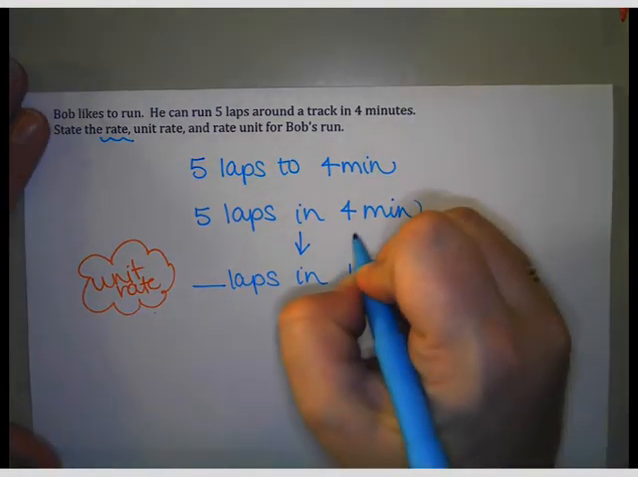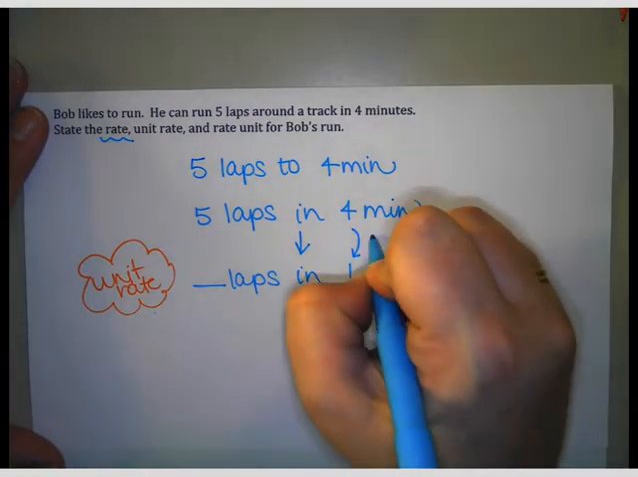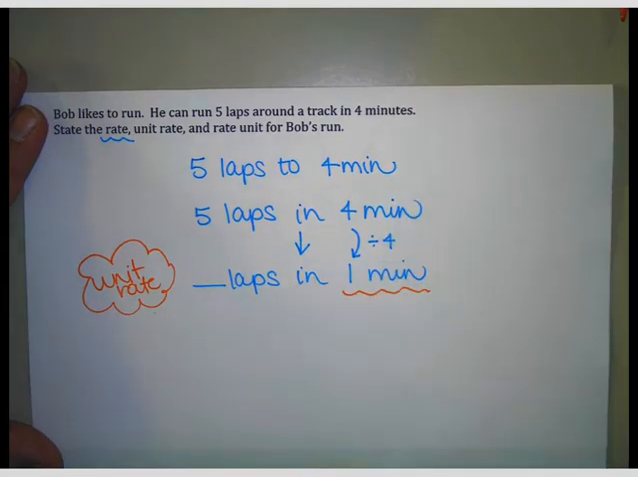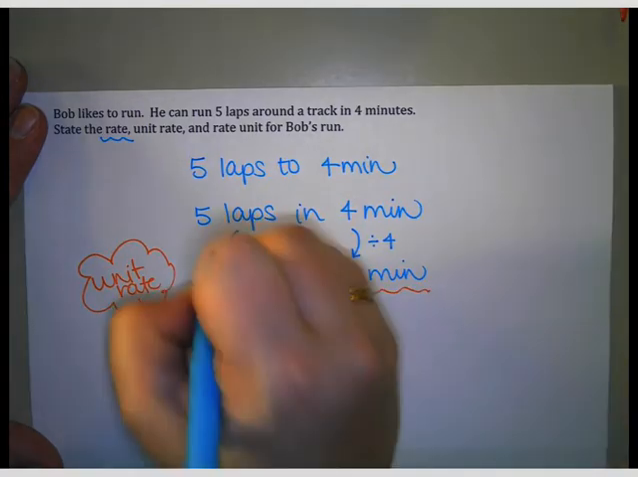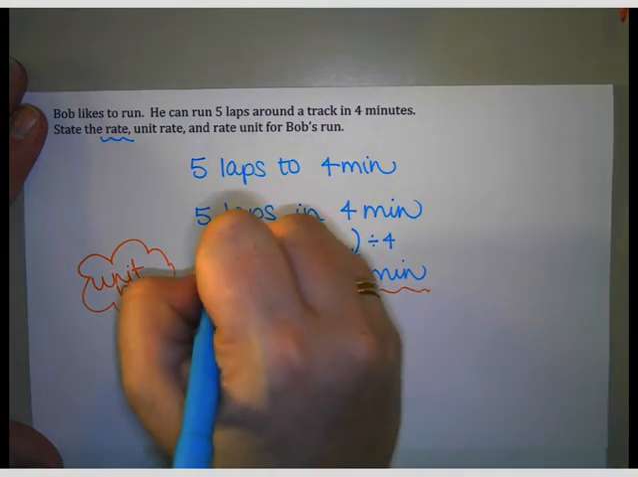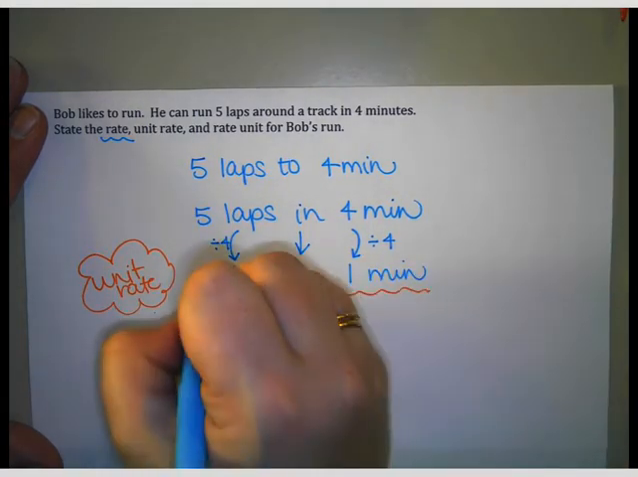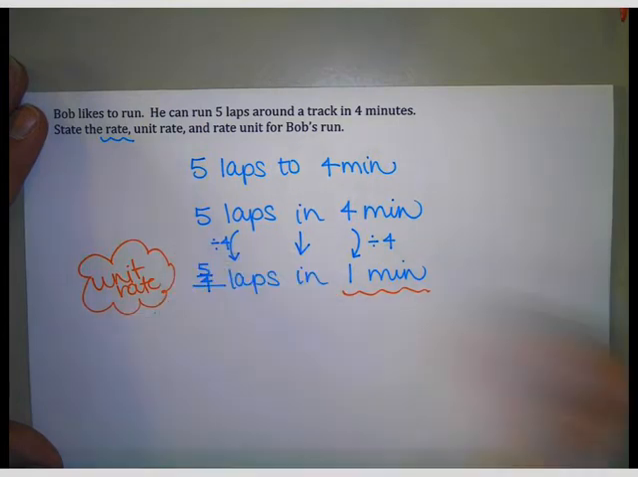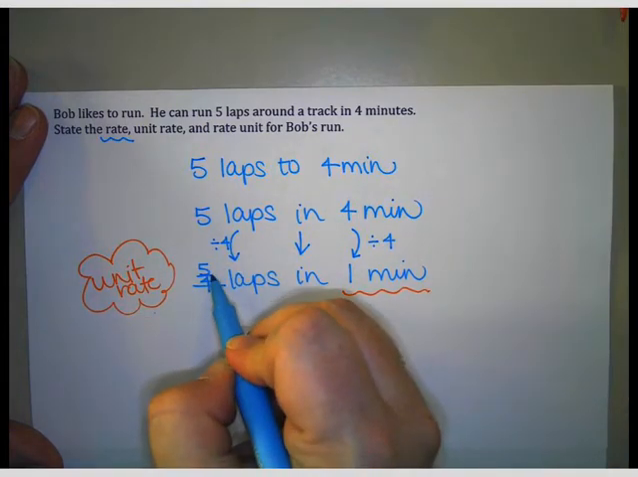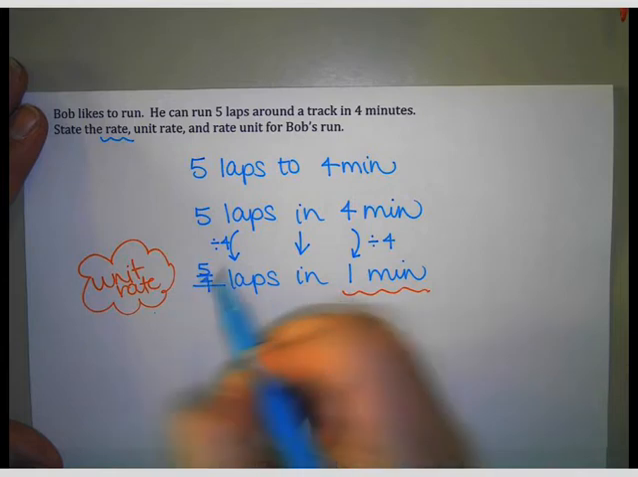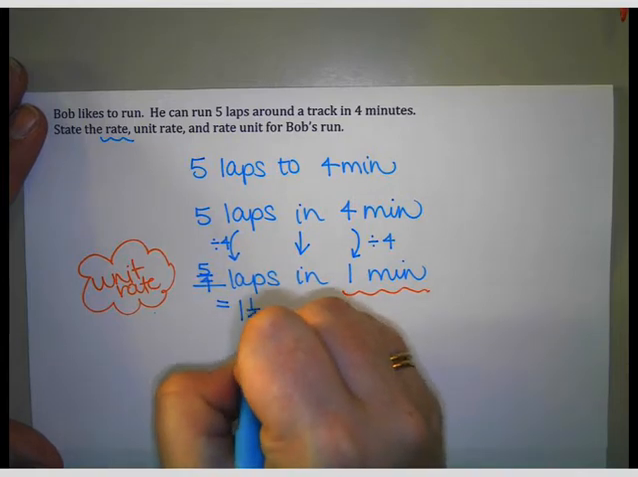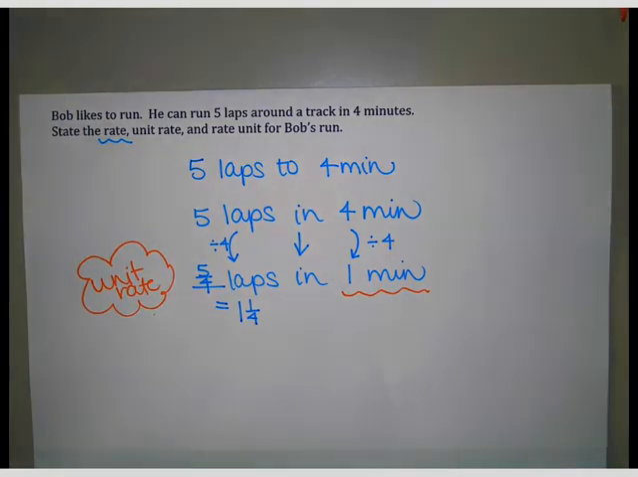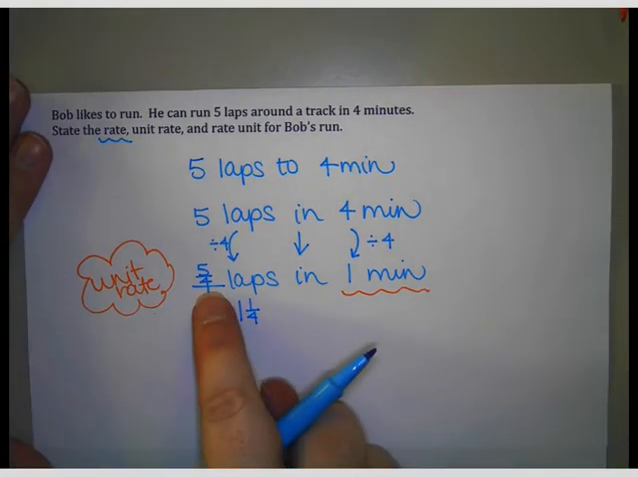Well, to get from 4 to 1, I divide by 4. So over here, I can also divide by 4. 5 divided by 4 is 5/4. This really says 5 divided by 4, or 5/4. If you wanted to simplify, that's 1 whole and 1/4 more. But 5/4 is just fine with me.